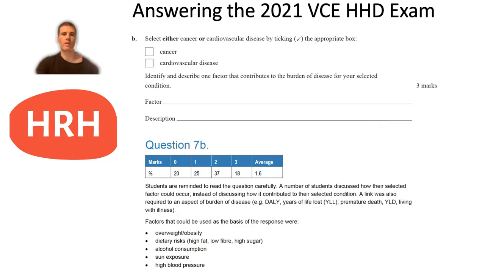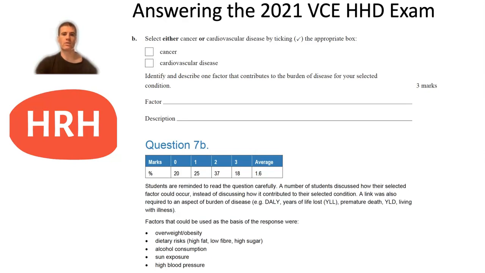So then B, for 3 marks, was asking you to select either cancer or cardiovascular disease by ticking one of those boxes, and then identify and describe one factor that contributes to the burden of disease for that selected condition. So it gave you a lot of free range here in terms of the factors you could have chosen. For example, if you chose cancer, the factor you could have chosen might have been smoking, or it could have been things such as diet, if you were choosing cardiovascular disease.